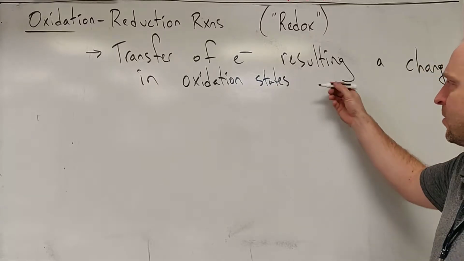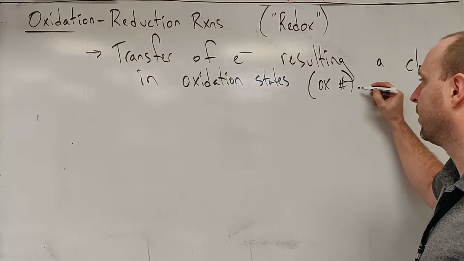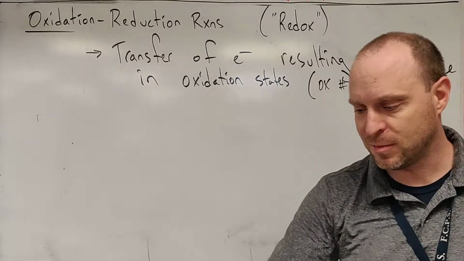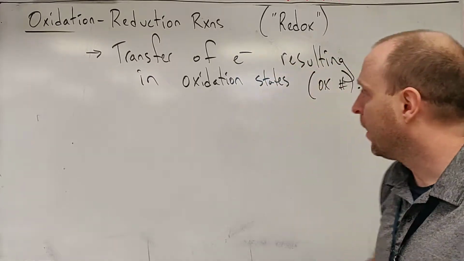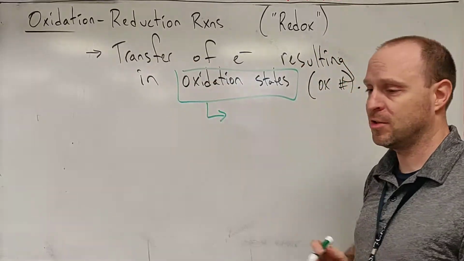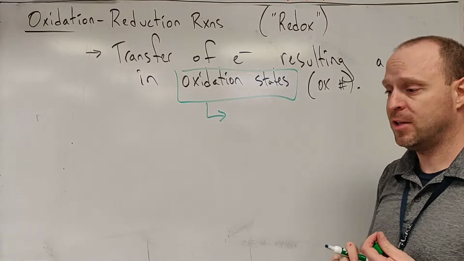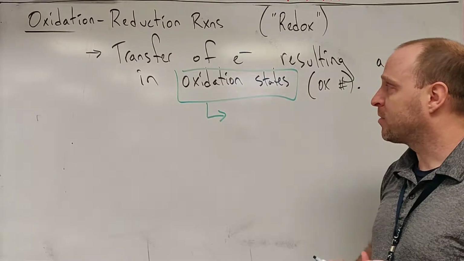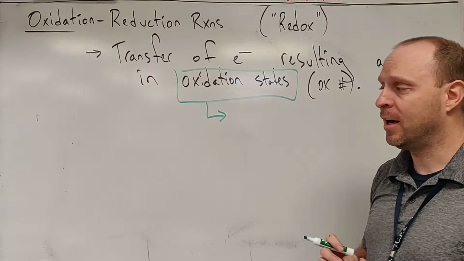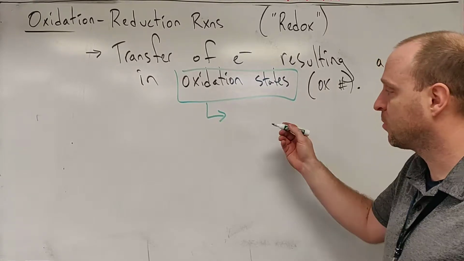We'll abbreviate oxidation states or oxidation numbers as OX, number sign or whatever. That's not a super legit abbreviation, but it's good enough for our purposes. And it's important that if we're going to look at this, we define what is an oxidation state for our purposes. And again, if you have an ion, its oxidation state is its charge. If you have something that's not an ion in a compound, the oxidation state is what its charge would be. Okay, so let's write those out.